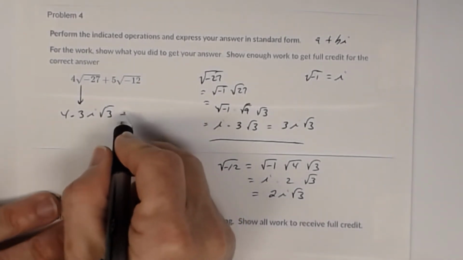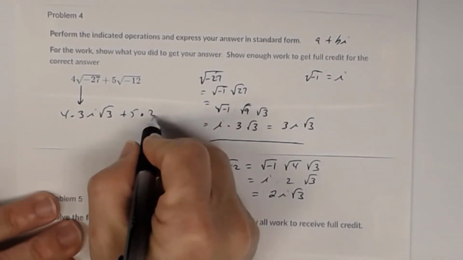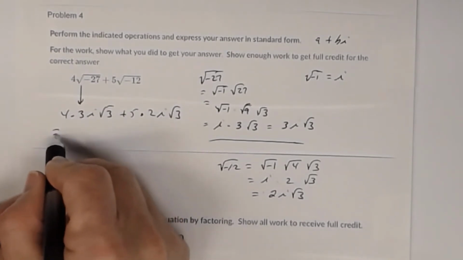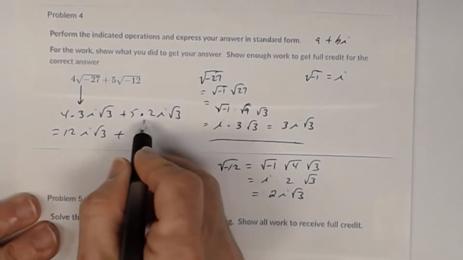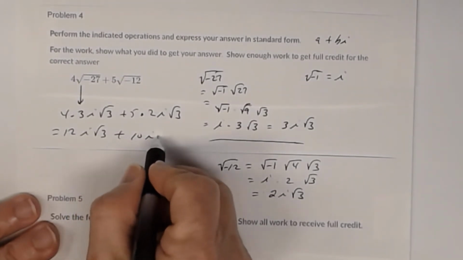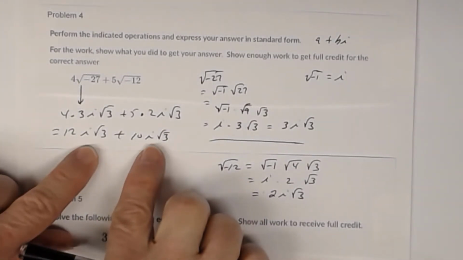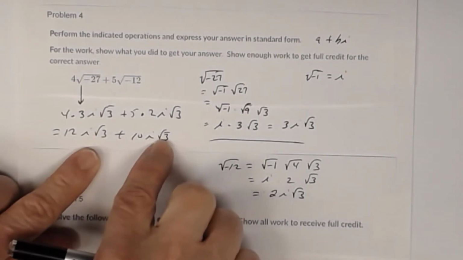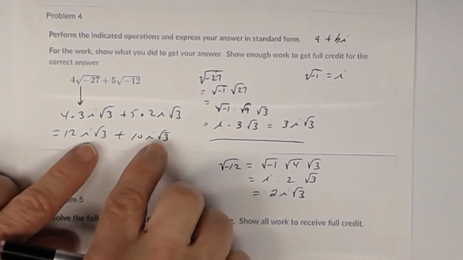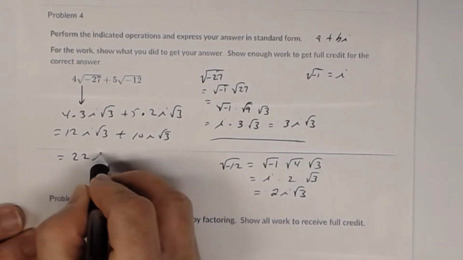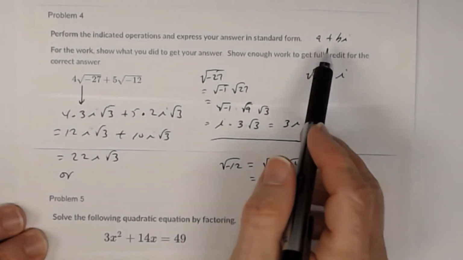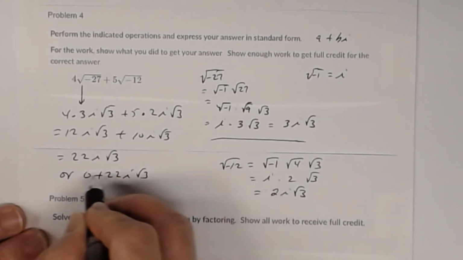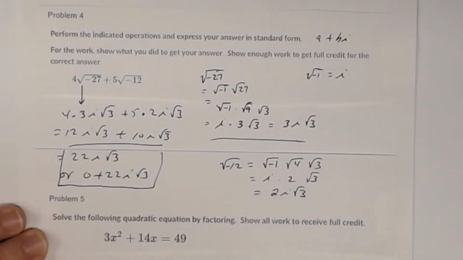So that becomes plus 5 times 2i square root of 3. And so now we have this. We have 4 times 3 is 12. So this is 12i square root of 3 plus, and then 5 times 2 is 10. So I get 10i square root of 3. And those are like terms, so I can combine those. I have 12 i square root of 3's and then 10 of them. So altogether I have 22 i square root of 3's. So that's 22i square root of 3. Or if you want to write it in the form a plus bi, you could say 0 plus 22i square root of 3. So either one of those is fine.